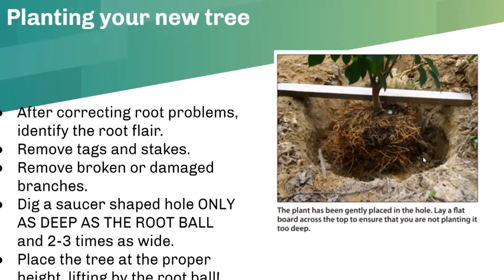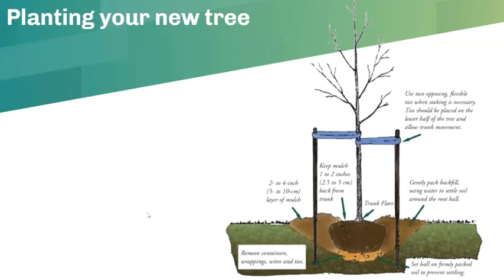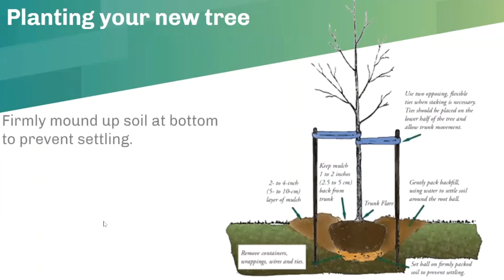Push it down firmly. Don't step on it with your foot. Push it down firmly, and place the plant on top of that, so that when you water it, it doesn't sink down into the ground a little bit more. You want it to have a nice firm foundation. This is especially important with bare root plants. So you firmly mound up this soil there to prevent the settling.